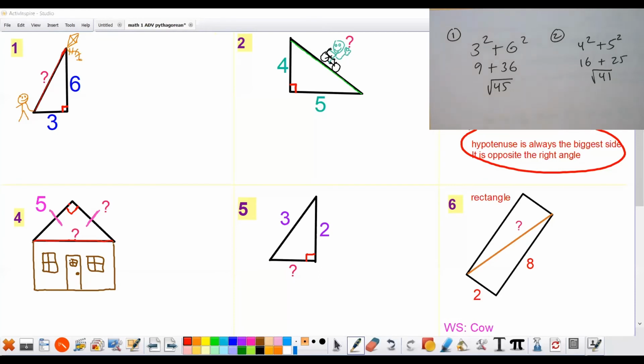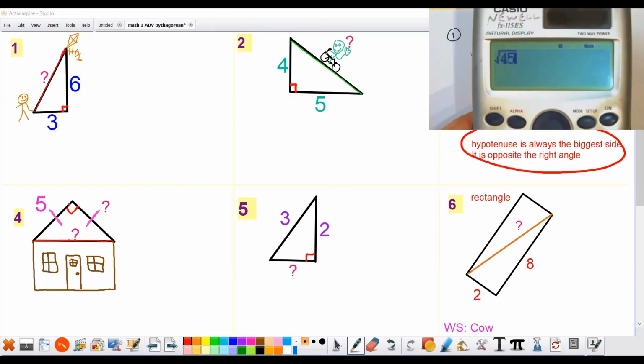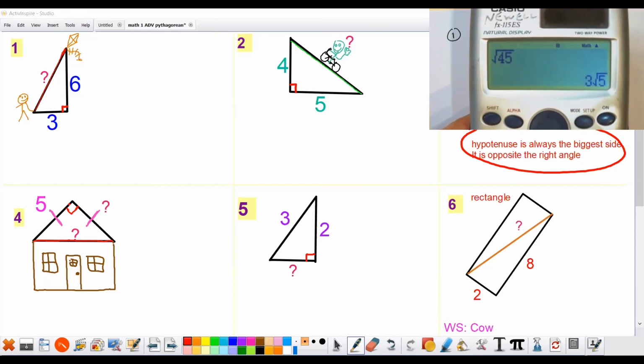Okay, so here are the first 3 answers. Can't see them all. I'm going to let you in on a little secret here, though. The first one, 3 squared, 6 squared. I got radical 45. When I do this on my calculator, you can see it, square root of 45. We say radical 45, or it says 3 times the square root of 5.